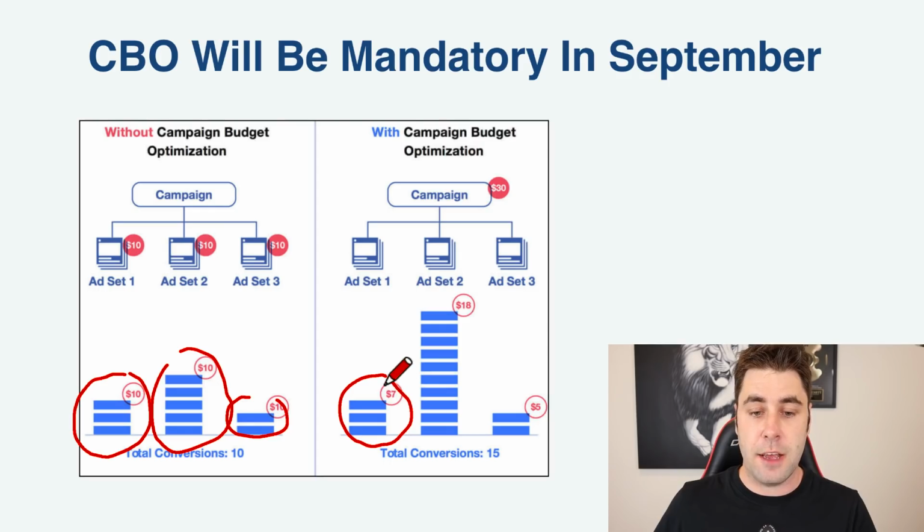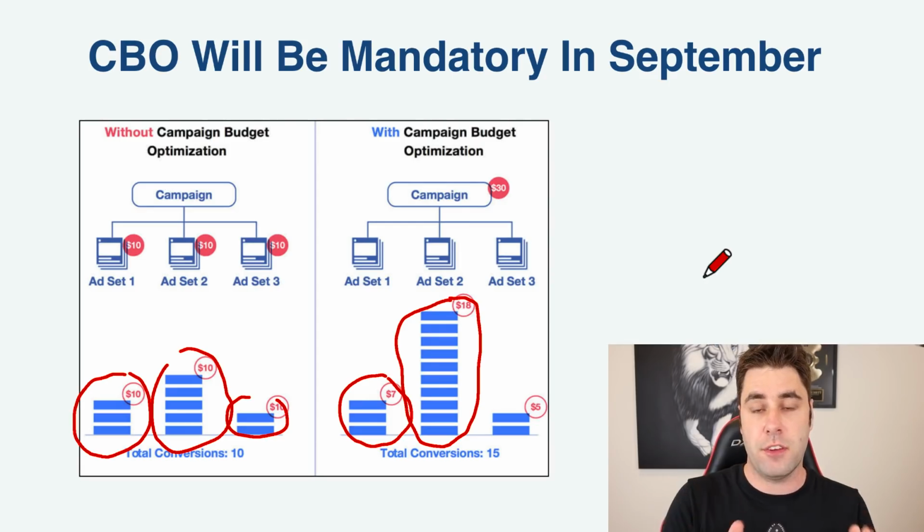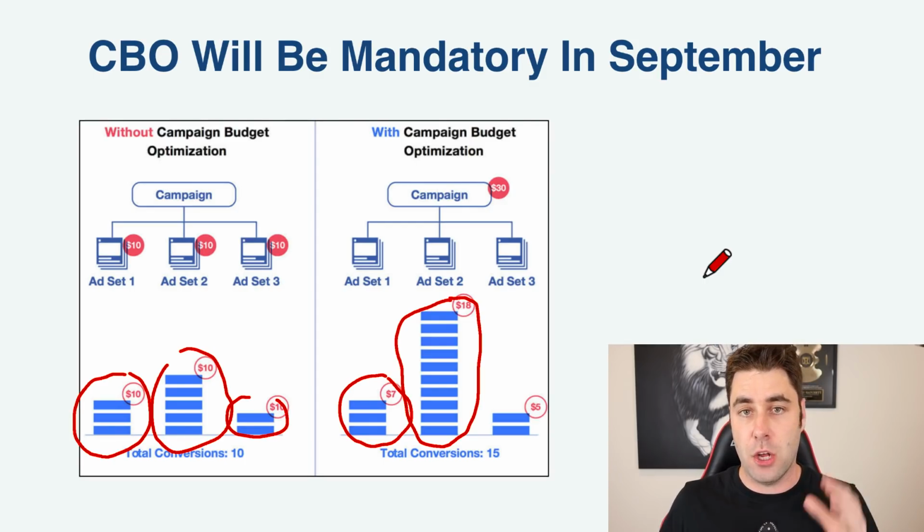And as you can see down here, this particular ad set spent $7. This one spent $18, and this one spent $5, and this one got the most conversions in this example right here. Now, there's a big problem, guys. A lot of people are talking about this, but they're not talking about how you test with this function because this is going to be mandatory soon. You're going to have to start using this and you're going to have a lot less control in your actual ad sets. And all of your budget is going to be done at the campaign level.